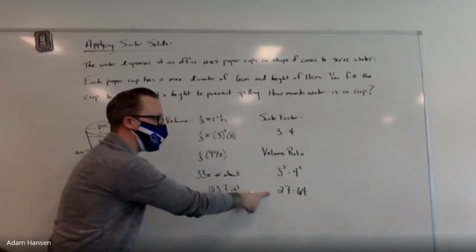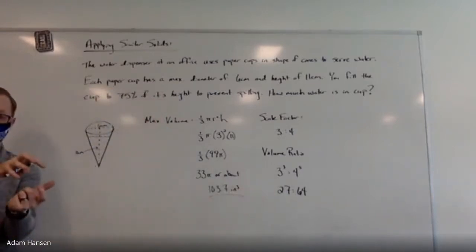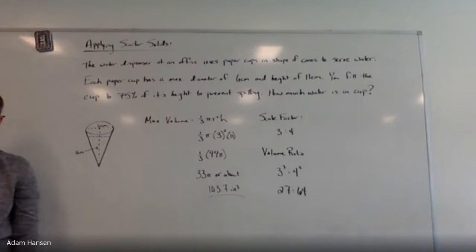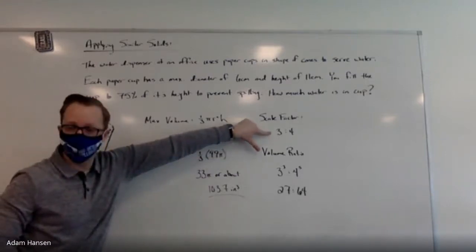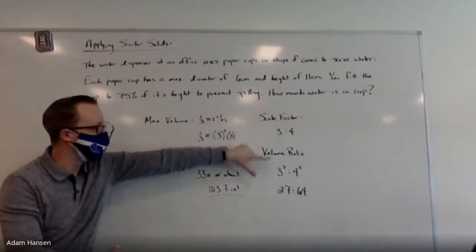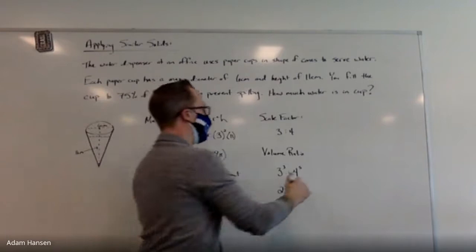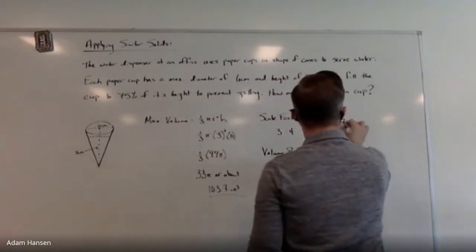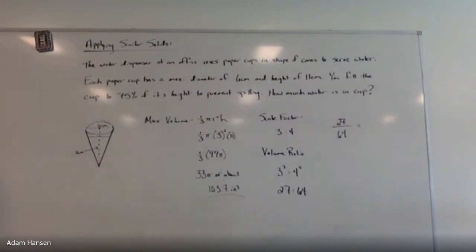Why, Steve? Because it's the volume. I'm trying to relate the volumes together. The volume of water in the cone versus the volume of the cone itself. If I use the scale factor, I'm not comparing the right proportions, because this is the ratio of lengths for the scale factor, not the ratio of volumes that I'm trying to relate together. So make a proportion. 27 is to 64 as what is to what?